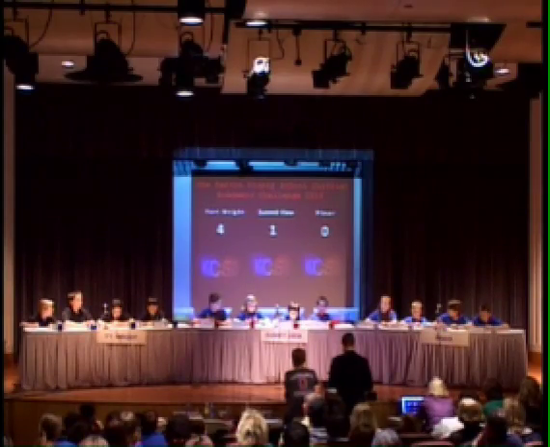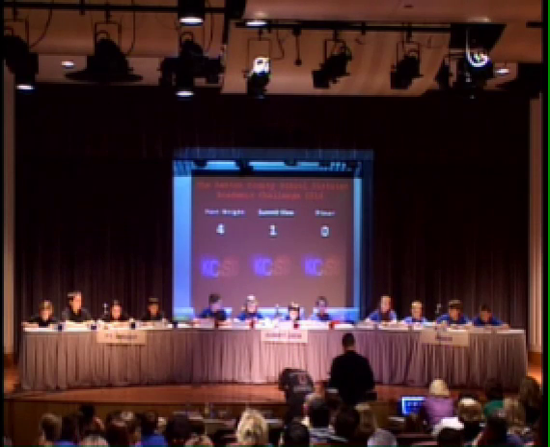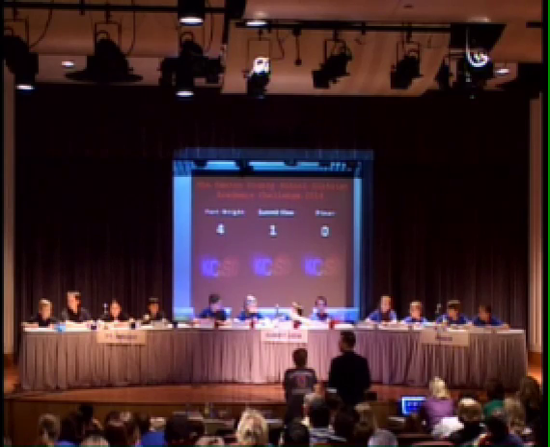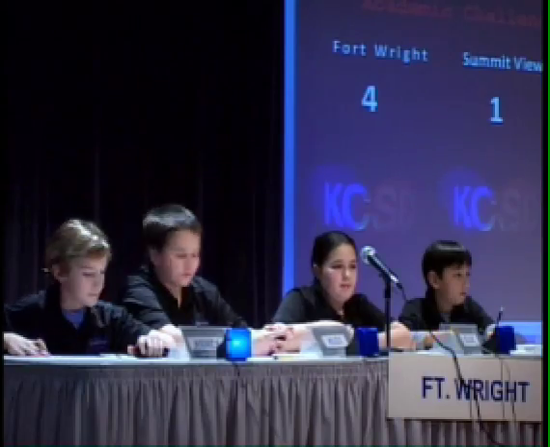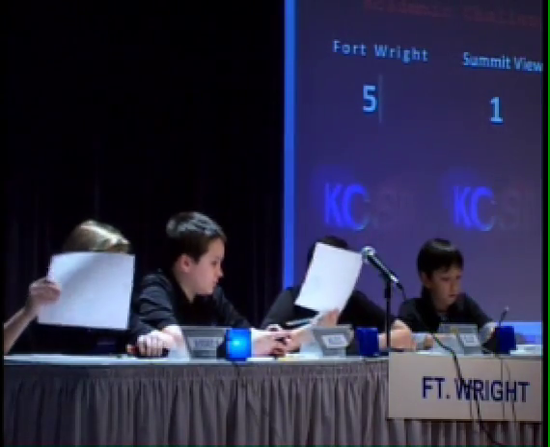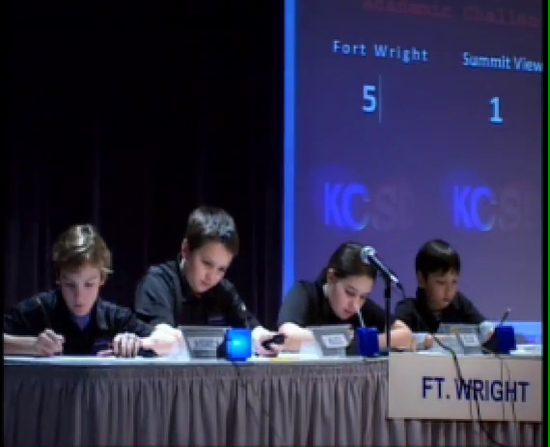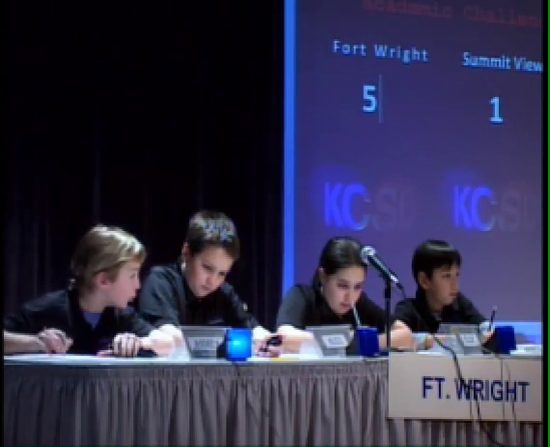Identify the Hans Christian Andersen bird that is shunned by all the other animals but grows up to be a beautiful swan. Fort Wright, Andrew. The ugly duckling. That's correct. Bonus 16. If the perimeter of a square is 44 inches, what is the length in inches of one side?